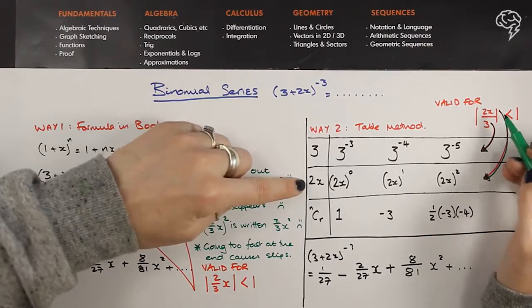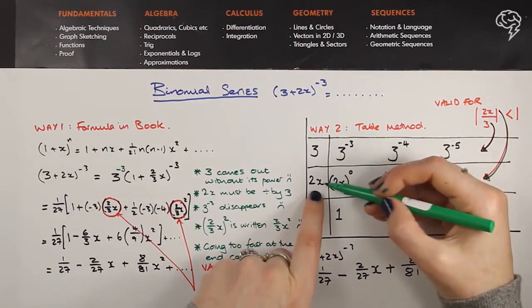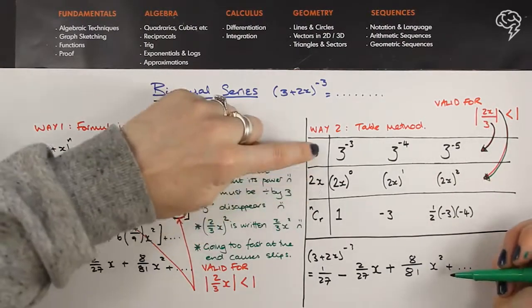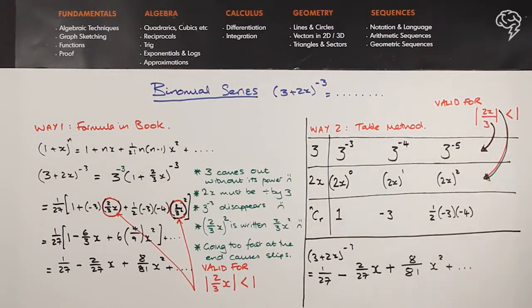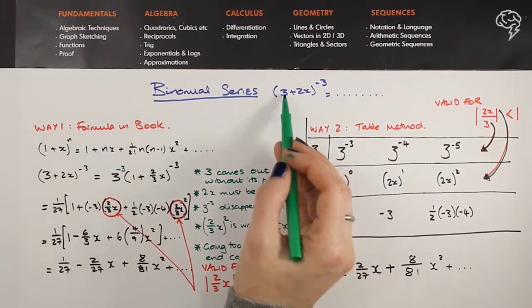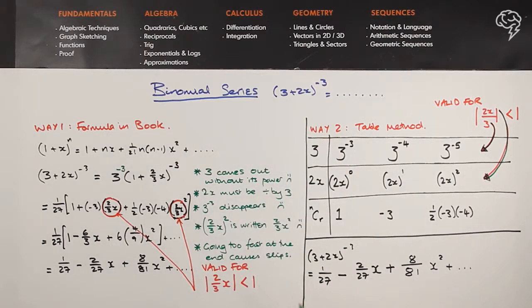So the top is on this, the wrong way round, isn't it? Maybe that's a good way to remember it. It's the wrong way round. It's the 2x on the top and the 3 on the bottom, and this divided by this, modulus, has to be below 1. You could also just look at this and think if I was doing it the formula book way, I would have pulled out a 3 and I'd have 2/3 x here. So it's 2/3 x that needs to be between -1 and 1 for this expansion to work.